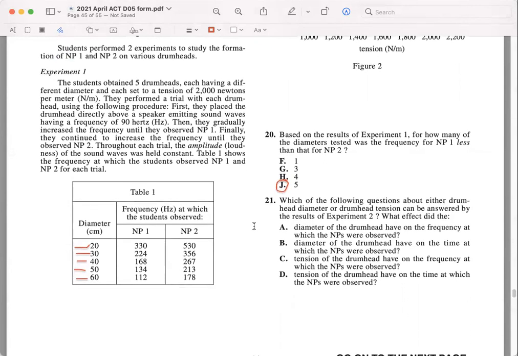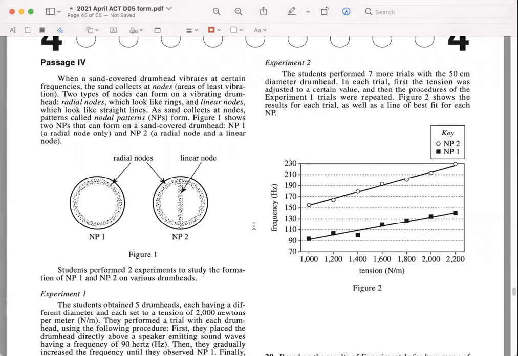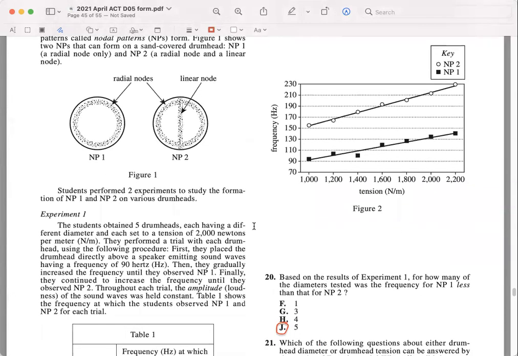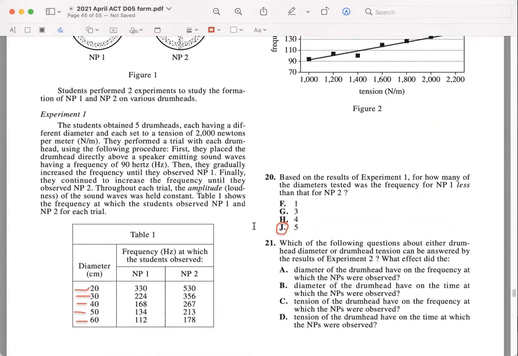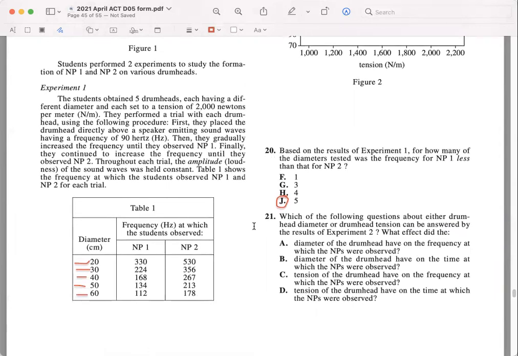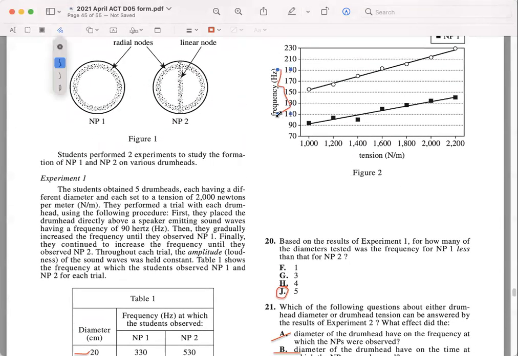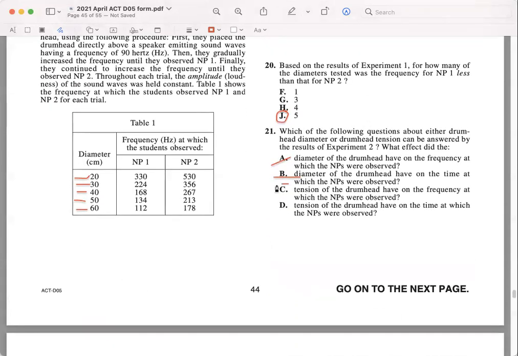Which of the following questions about either drumhead diameter or drumhead tension can be answered by the results of experiment 2? As the tension increased, the frequency at which these patterns formed increased. What effect did the diameter of the drumhead have on the frequency? No, we're not changing the diameter, so A and B are out because here we are changing the tension. What effect did the tension of the drumhead have on the frequency at which the NPs were observed? Yes. What effect did the tension of the drumhead have on the time? No, it's not time. We are observing frequency here, as tension is changed. So it's C.